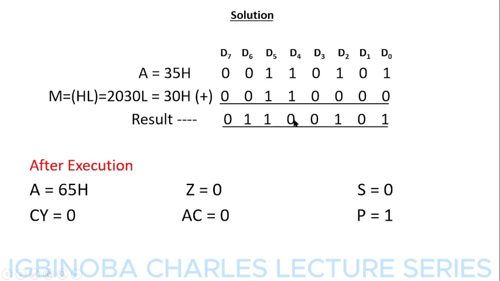So the next thing is to convert this to hexadecimal, which will be 65H, which is the content of the accumulator after performing the operation. Then the zero flag is equal to 0 because the result of the operation is not equal to 0.